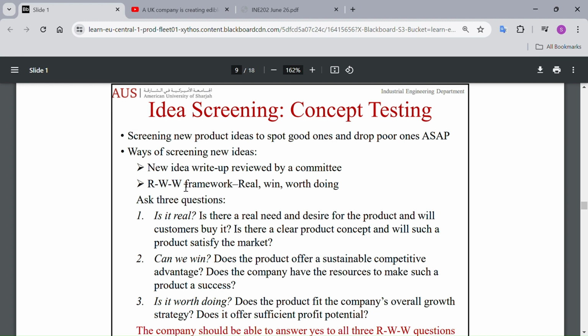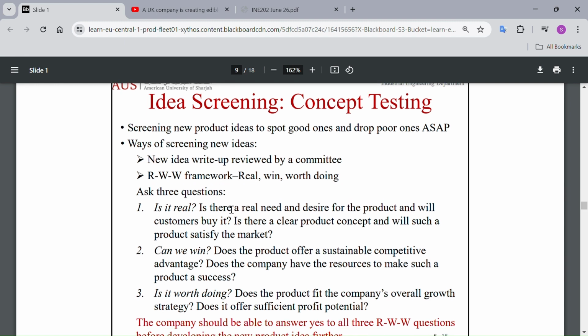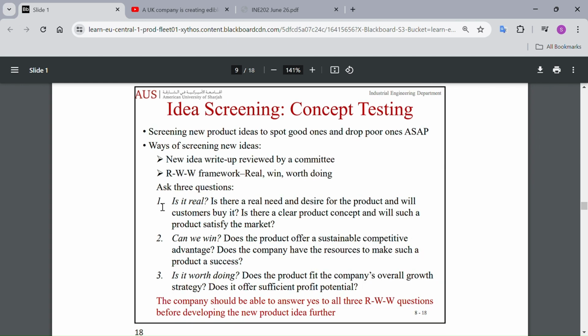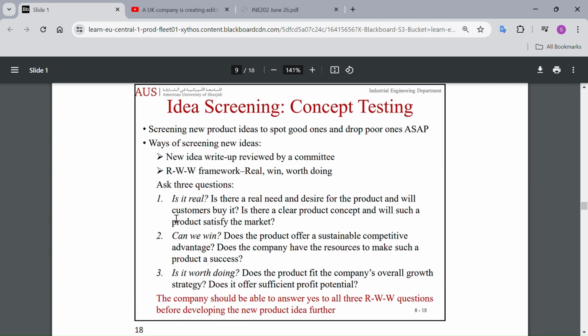Or going to the RWW framework, real, win, worth doing. So the RWW is having an idea that's real, that's win, that's worth doing. And if we want to produce a new product, we're going to ask, is it real? Can we win? And is it worth doing? Okay, this is the RWW framework.